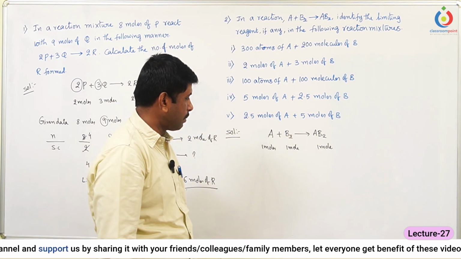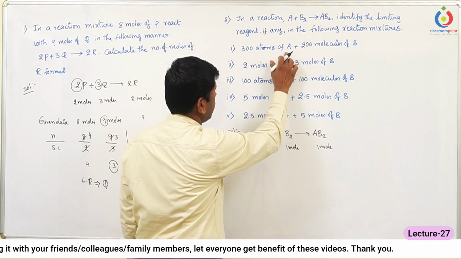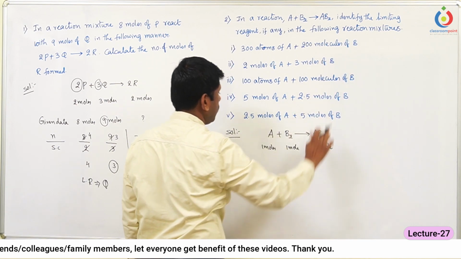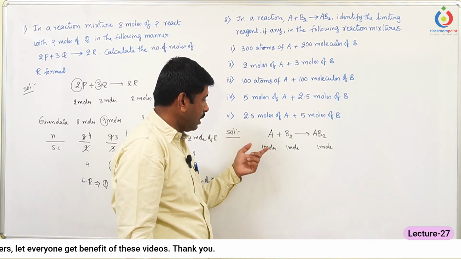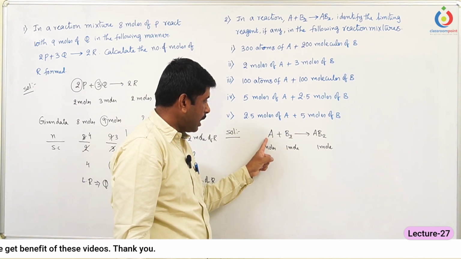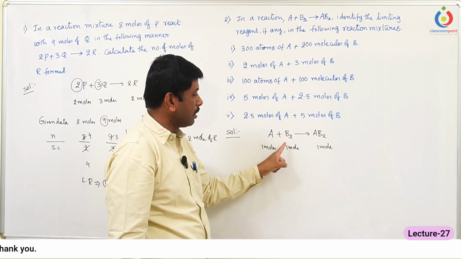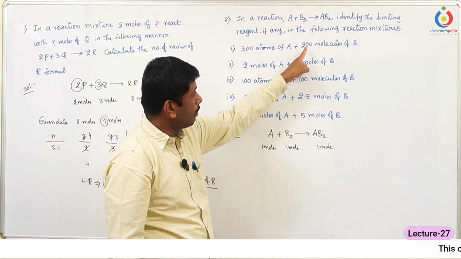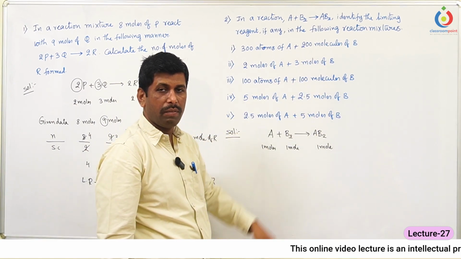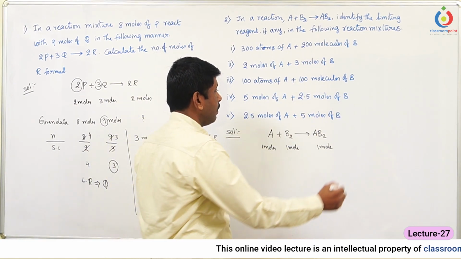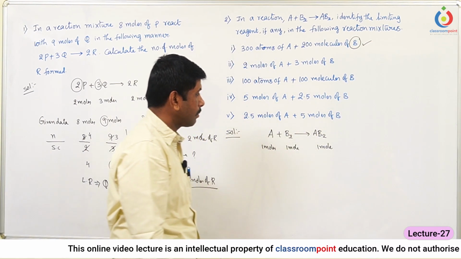Now let us see the given options here. In the first option, 300 atoms of A react with 200 molecules of B. So if you consider by number, 1 atom reacts with 1 molecule. So 300 atoms react with 300 molecules. But how many molecules are available? Only 200 molecules are available. That means B is available in the lesser quantity. That's why the limiting reagent in this combination is B.